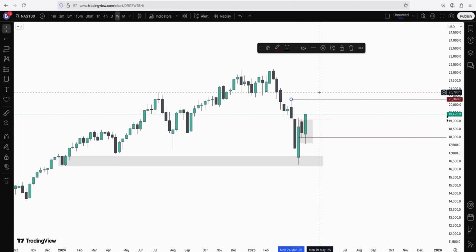Remember, order flow is still bearish. All right, you need to write these things down so you don't get confused. Order flow is still bearish on the weekly. It's still bearish, but the candles are bullish.